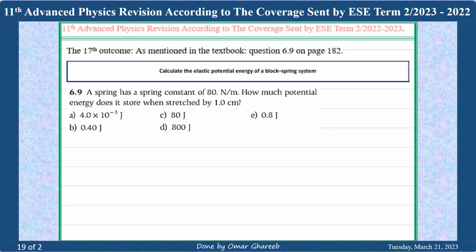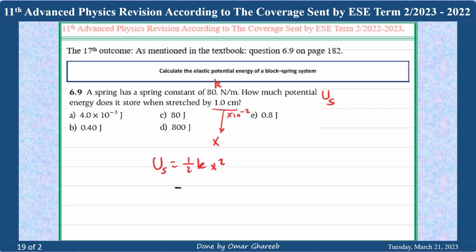For this outcome, we need to discuss question 6.9, page 182, to calculate the elastic potential energy of a block-spring system. It's a super easy question. A spring has a spring constant, and we name the spring constant K. How much potential energy is stored in the spring when it is stretched 1 centimeter? This is X, and it should be multiplied by 10 to the minus 2 to become meters. So U_s equals 1/2 K X squared.